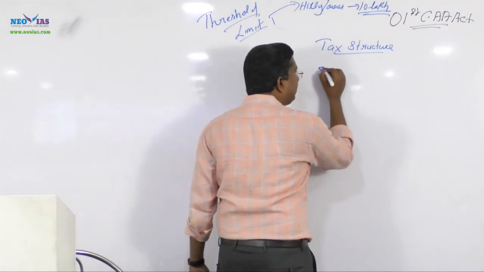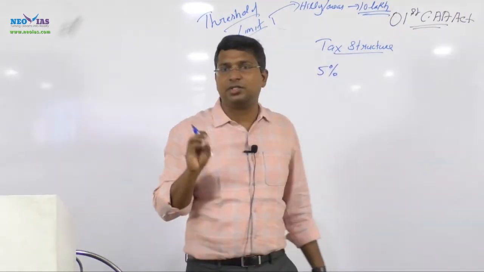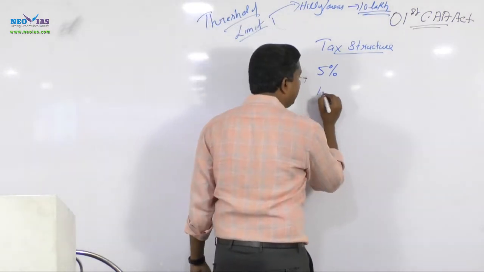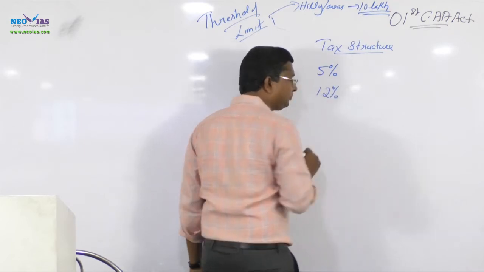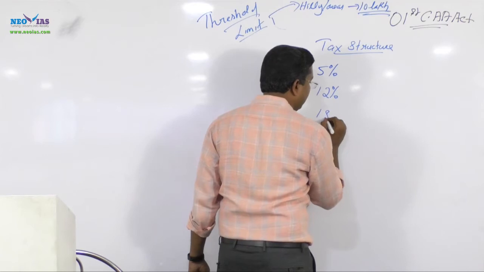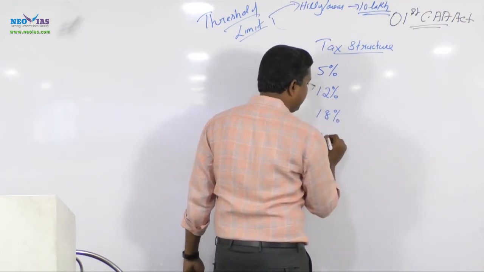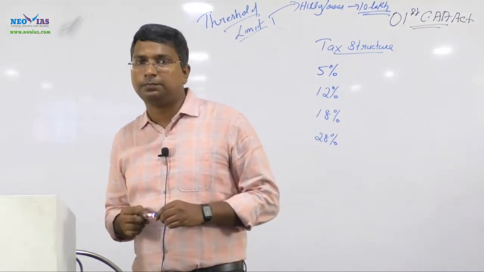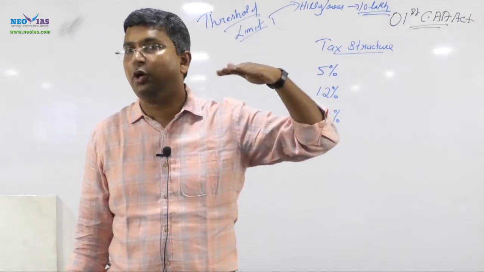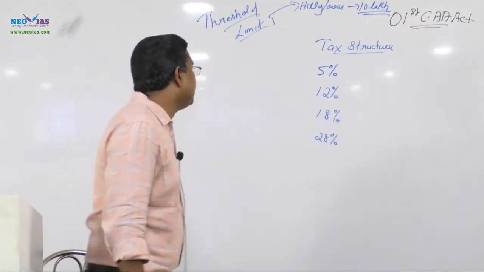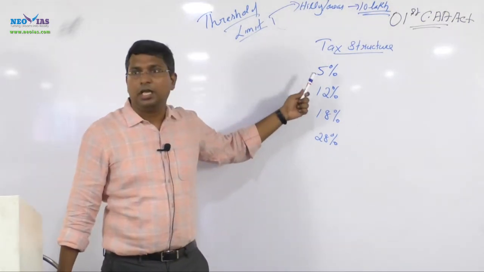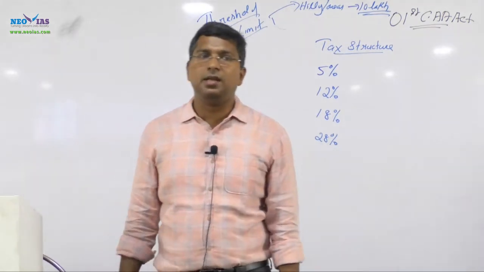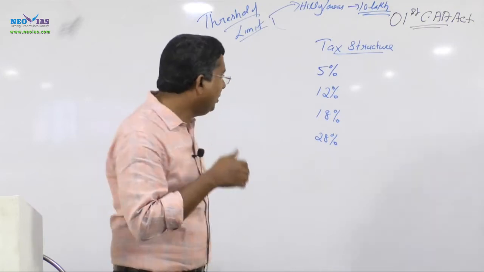For some items, the tax will be 5%. For others it will be 12%, 18%, and 28%. These are the four tax slabs for indirect taxes: 5, 12, 18 and 28. Now there are only 4 tax slabs.